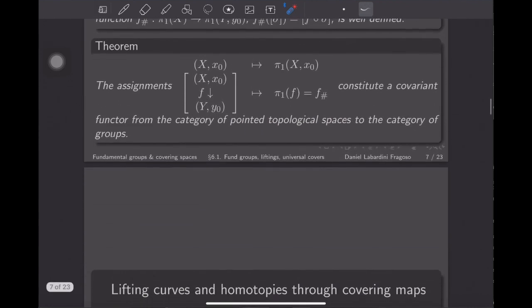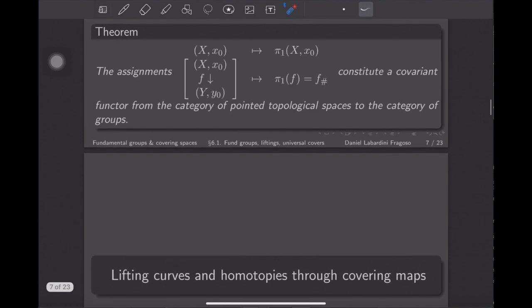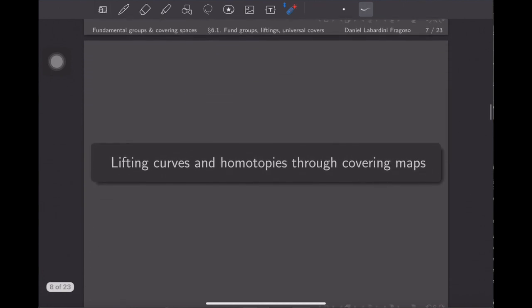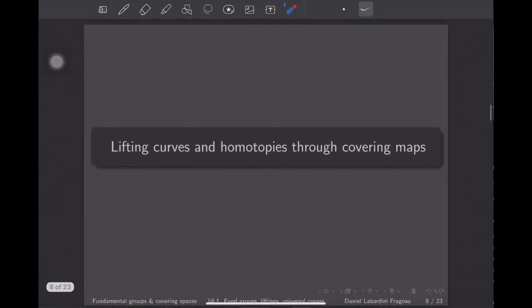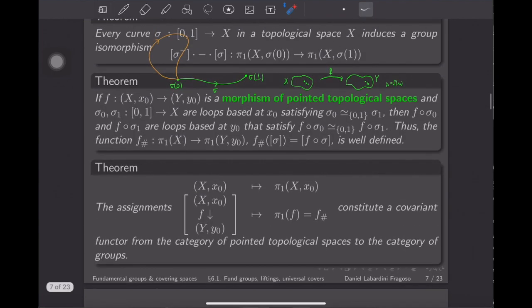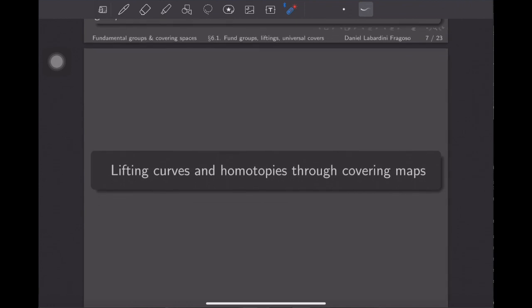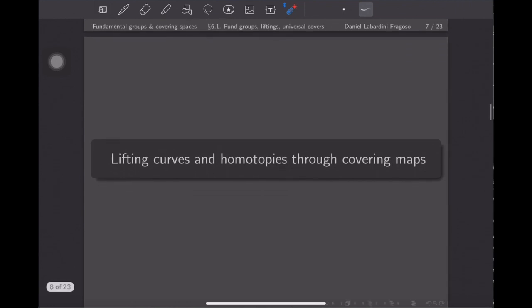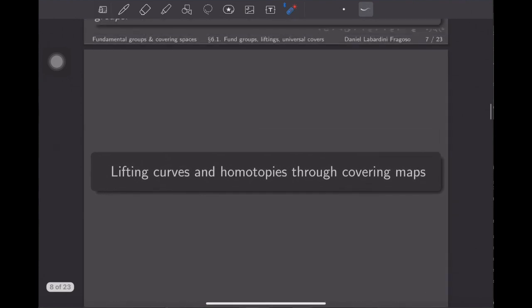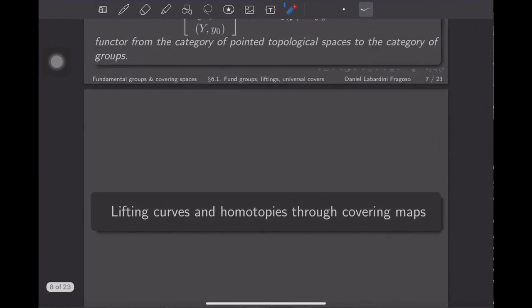I'm going to leave it there, and in the next lecture we are going to relate these fundamental groups to certain types of covering functions. So let's leave it there.